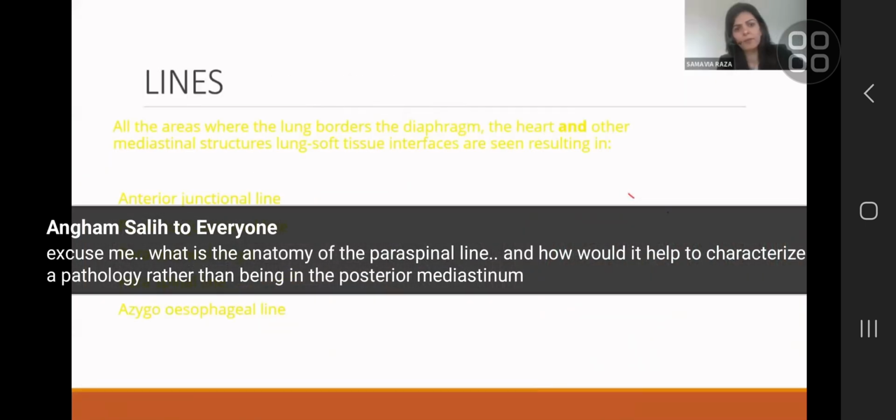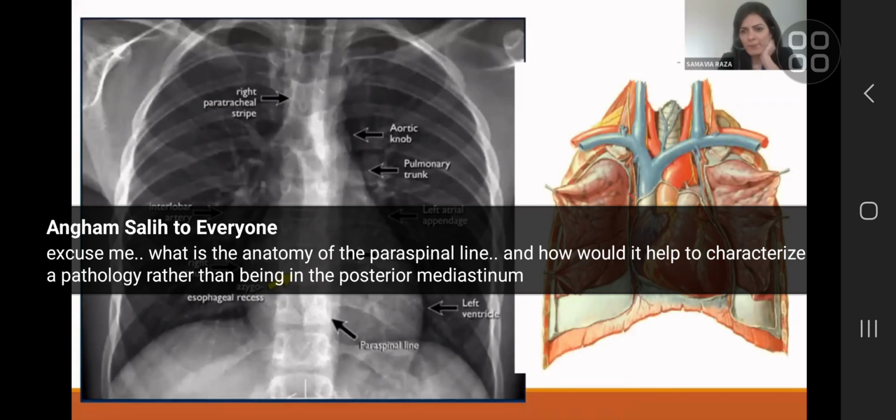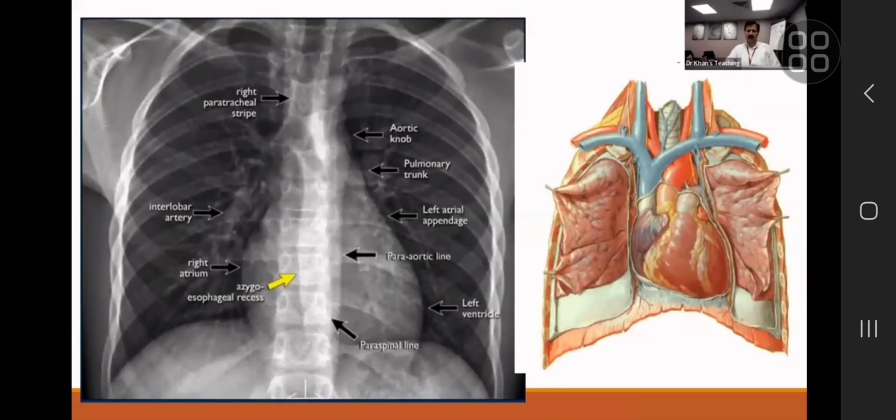Okay. How can we describe landmarks for paraspinal line and azygos line? I'm repeating the question: how can we describe landmarks for paraspinal line and azygos line? So that's a very common question people ask. I think there is a comfort people find in absolute values. People want absolute clarity in the exact millimeter diameters. It's not like that in normal life.